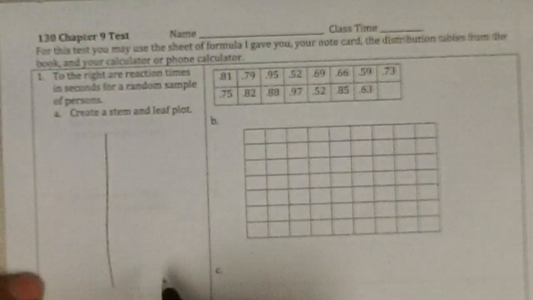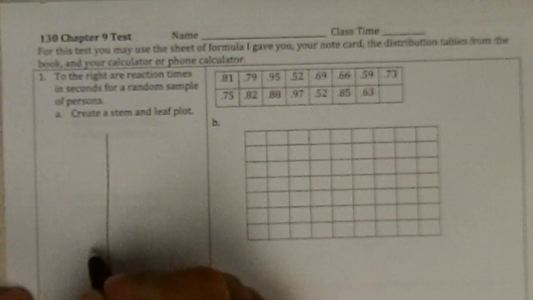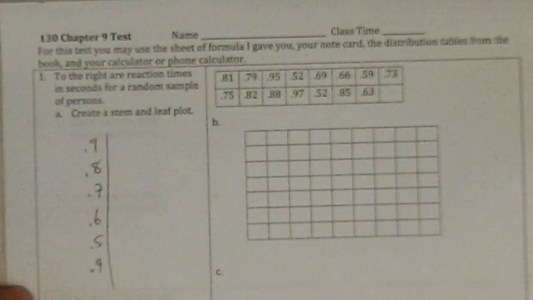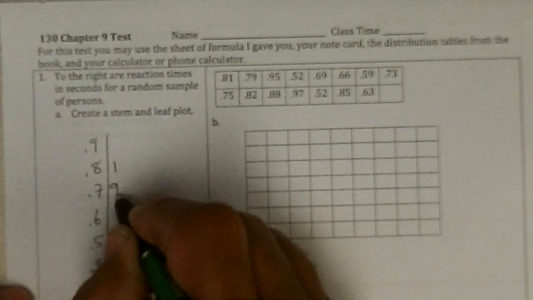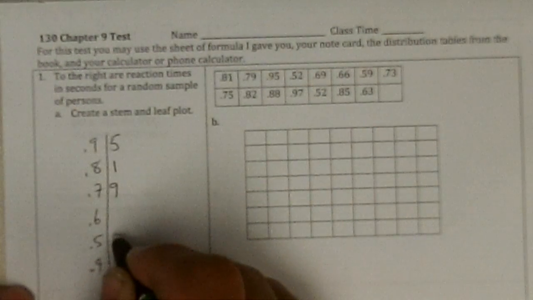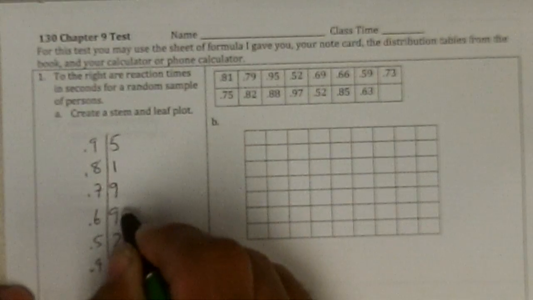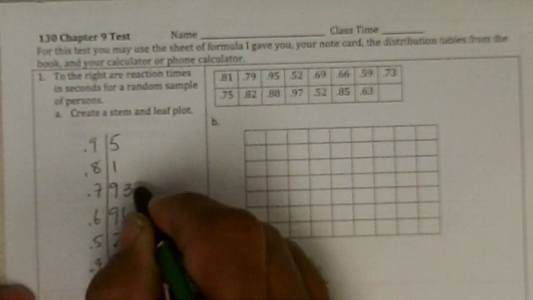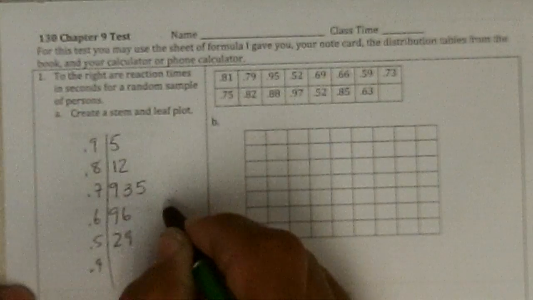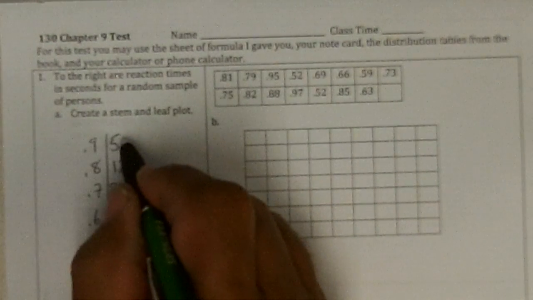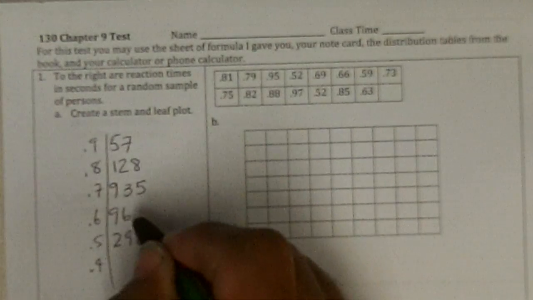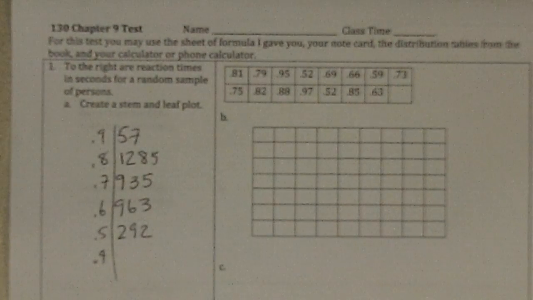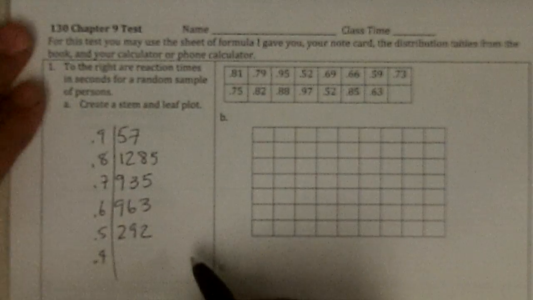So I will do 0.4, 0.5, 0.6, 0.7, 0.8, 0.9, 0.81, 0.79, 0.95, 0.52, 0.69, 0.66, 0.59, 0.73, 0.75, 0.82, 0.88, 0.97, 0.52, 0.85, 0.63. And now that's my stem and leaf plot.